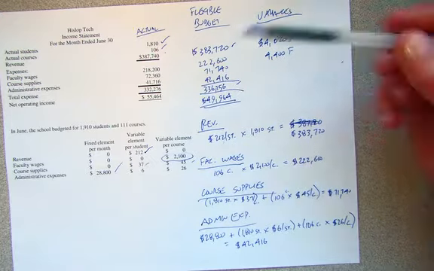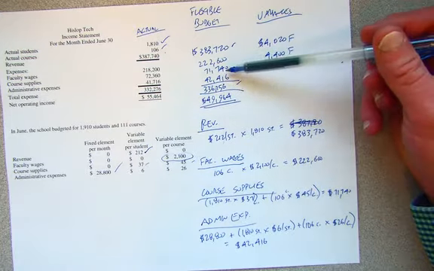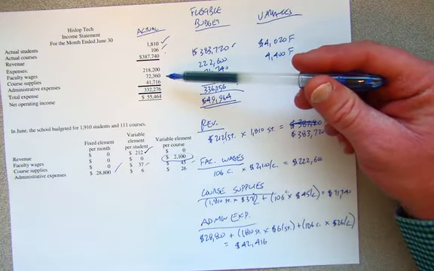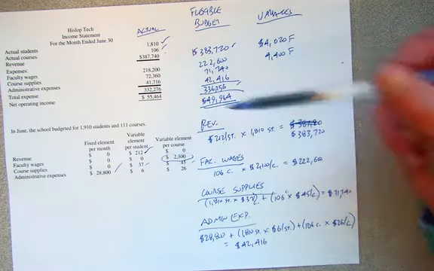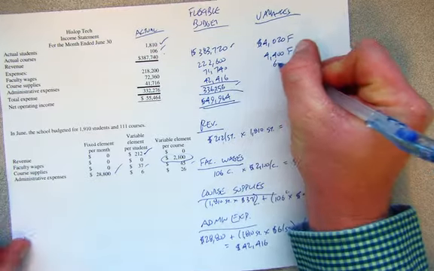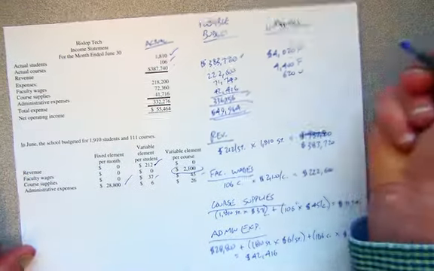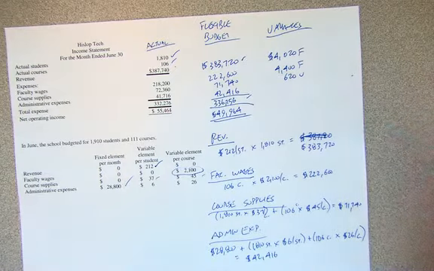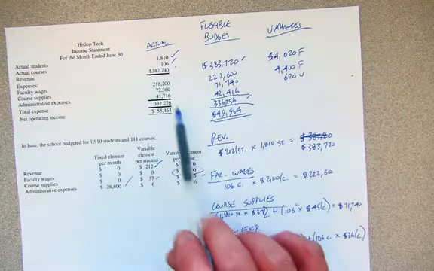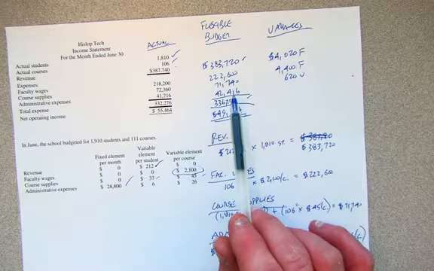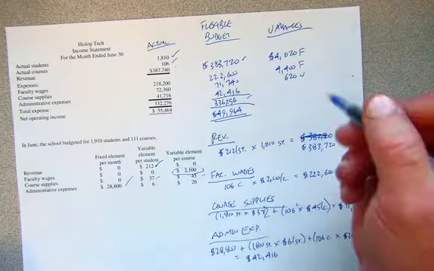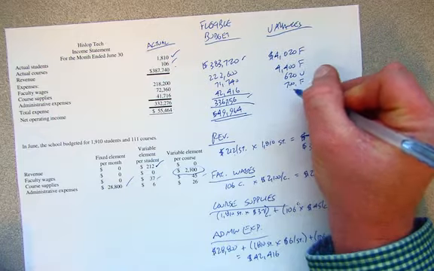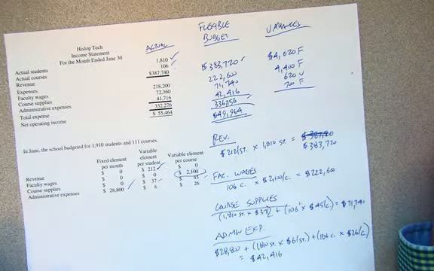Let's take a look at the supplies. The budget was $71,740. The actual is $72,360. We know that's going to be an unfavorable variance because we spent more than budget. The difference between those two numbers is $620. So that's $620 unfavorable. Finally, we look at the administrative expenses. Actual was less than budget, which means it's going to be favorable. And in fact, it was a $700 difference here. That's a $700 favorable variance.